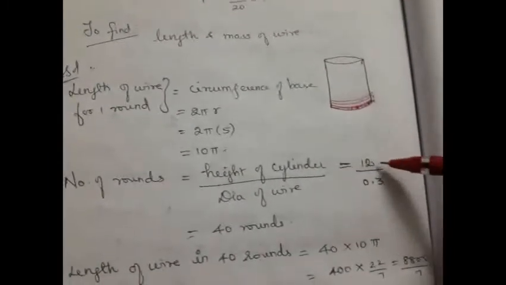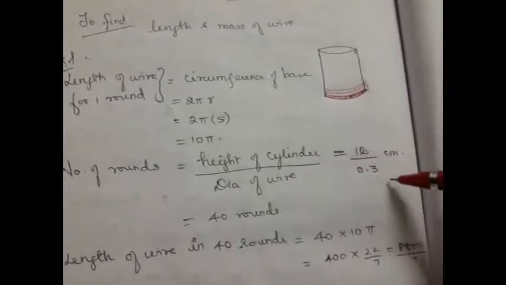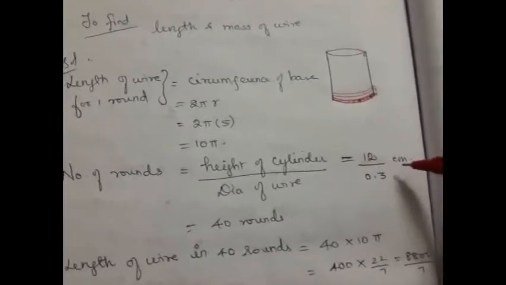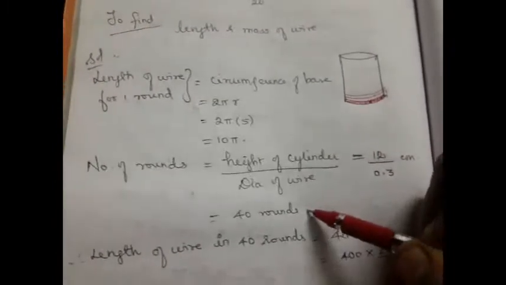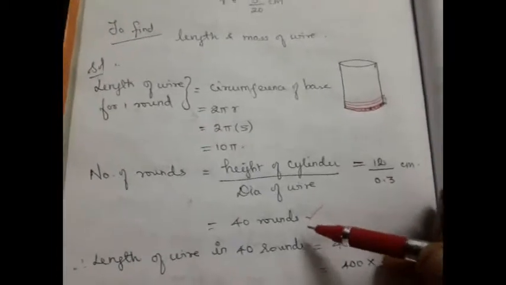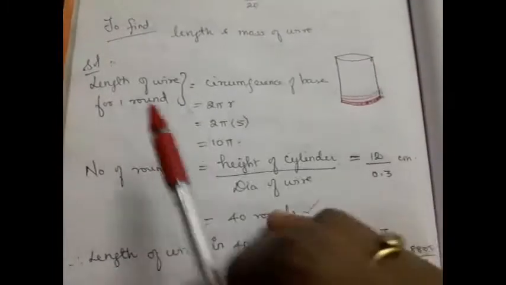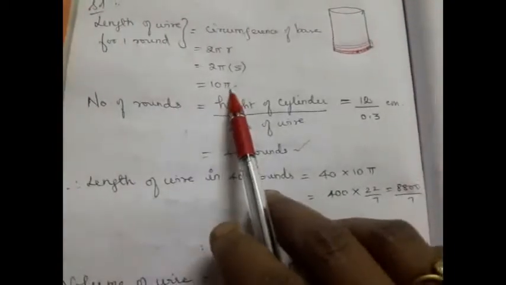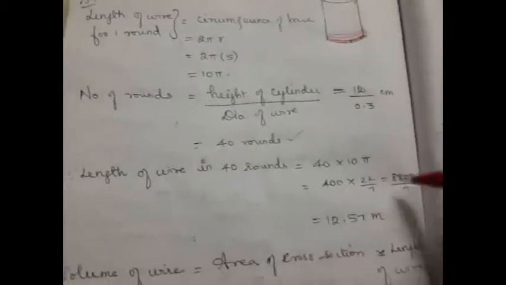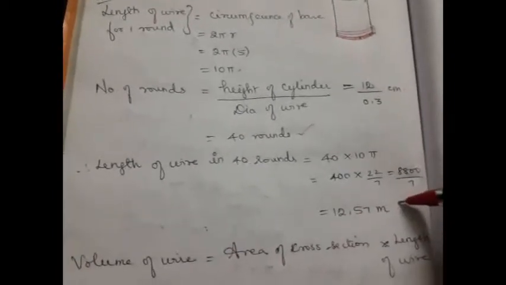Hope you got it. The height of the cylinder is given as 12 centimeter divided by the diameter, 0.3 centimeter. If you divide, we get 40 rounds. So 40 rounds it makes to complete the cylinder. We know the length of the wire for one round, therefore the length of the wire in 40 rounds is going to be 10 pi multiplied by 40. That will give you the length of the wire.